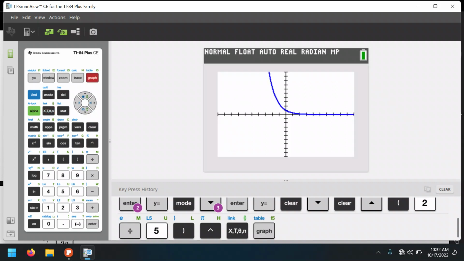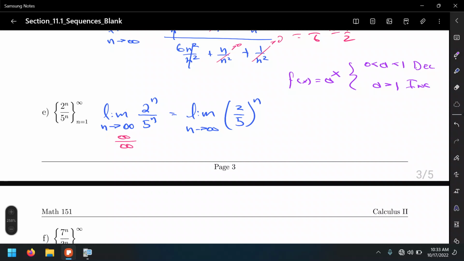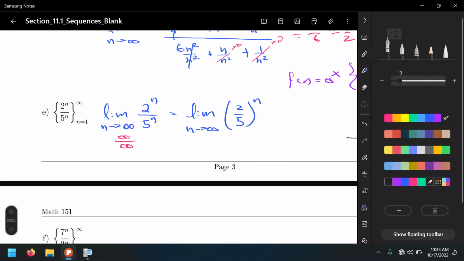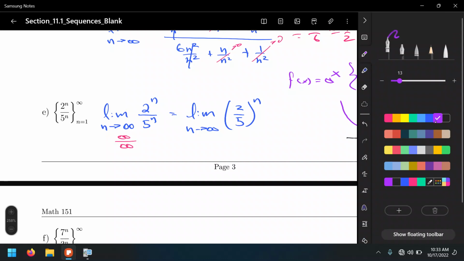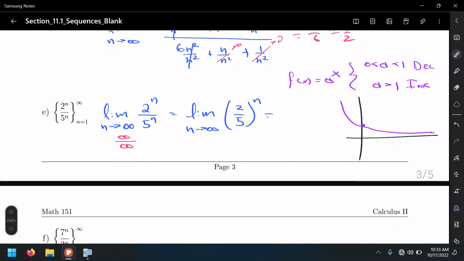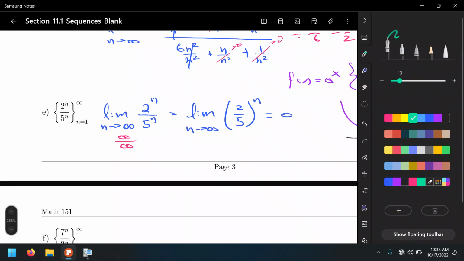So what do we have? We have decay. What's going to happen for large values of n? Where is it going to go? Is it going to blow up to infinity, or is it going to converge somewhere? It converges to 0. So the related function in this case is that of a decaying exponential. So in this case, the limit will be 0, and it means that it converges.